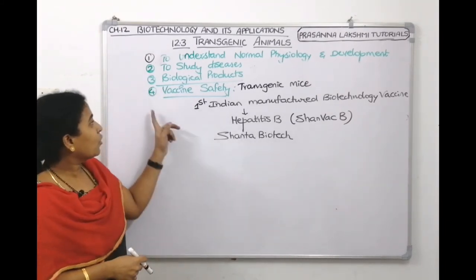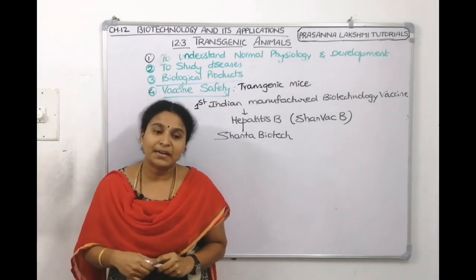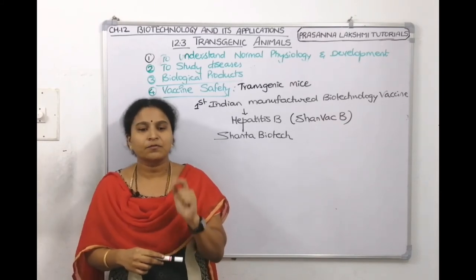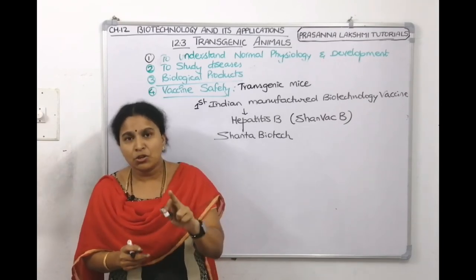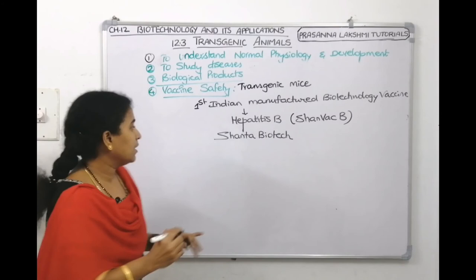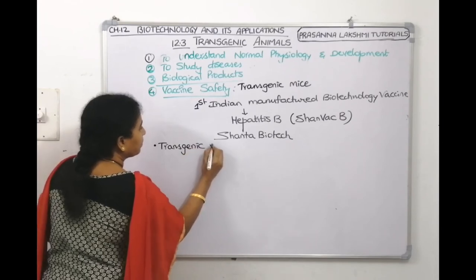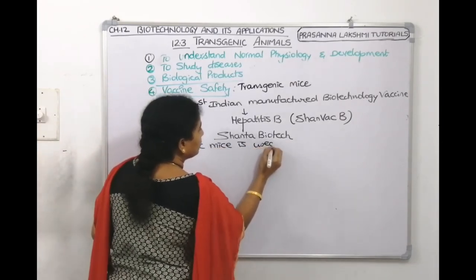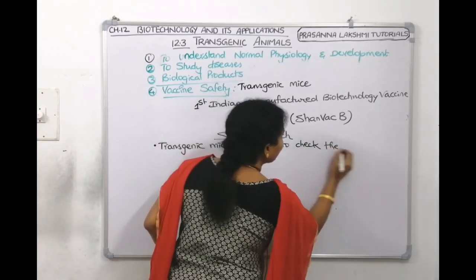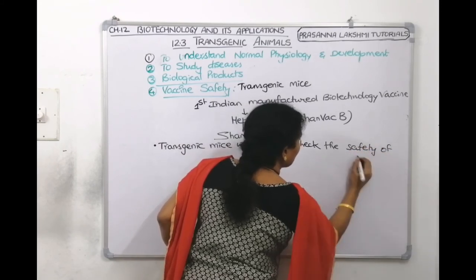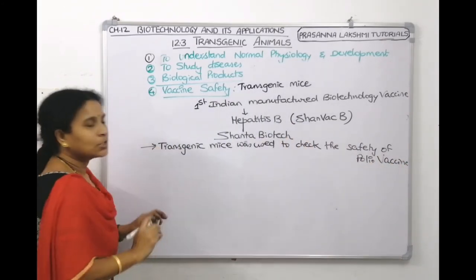So let's not deviate. We are talking about vaccine safety. In vaccine safety, transgenic mice are used as experimental materials to check the safety of the vaccines. Now, transgenic mice were used to check the safety of the polio vaccine. In NCERT, they have given that transgenic mice is used, or it was used, to check the safety of polio vaccine. This is what NCERT says. So we need to take this also into our mind.